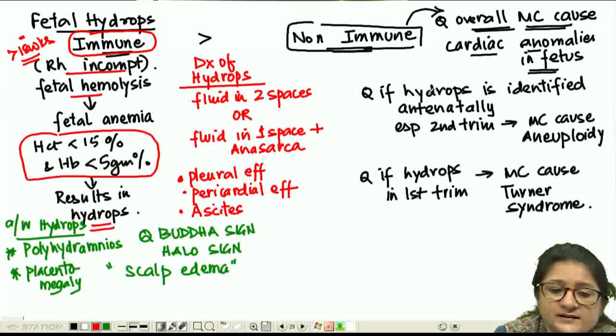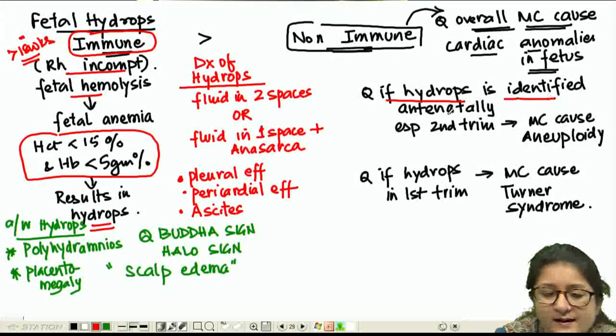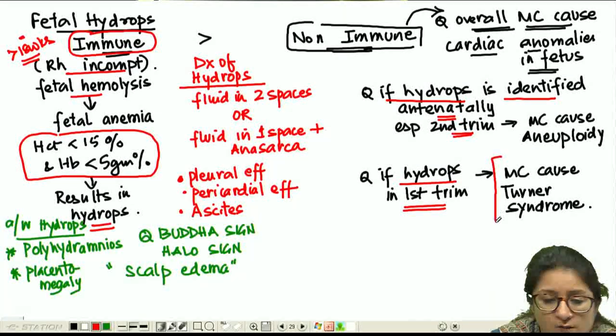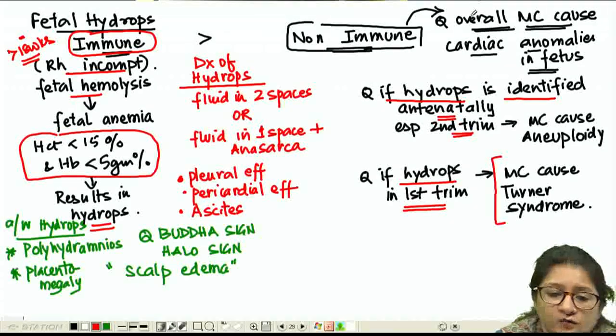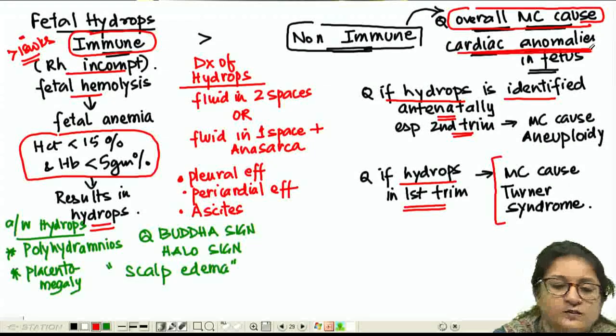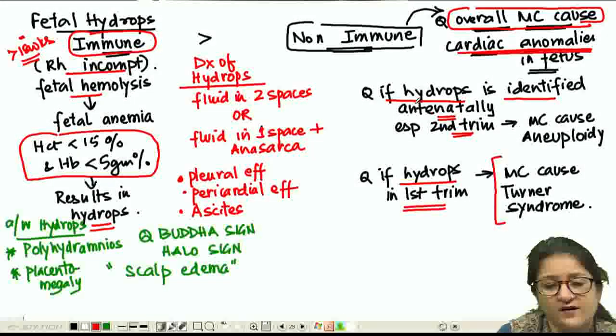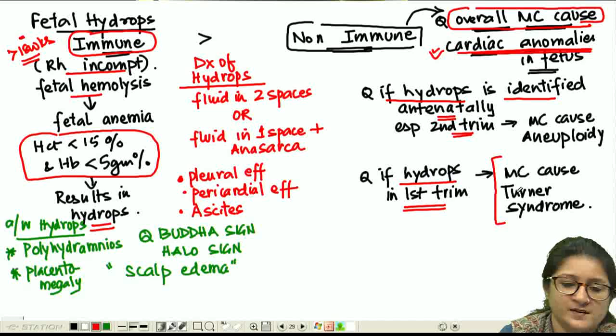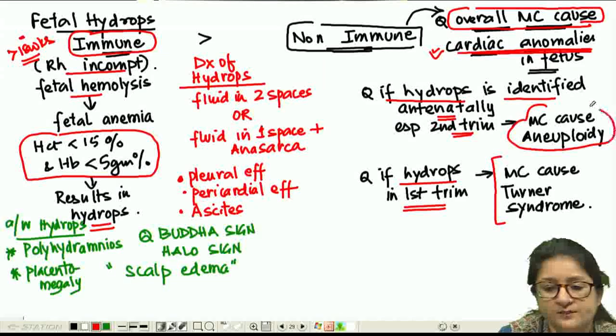So that is why they say if hydrops is antenatally identified, especially in the second trimester, the most common cause is aneuploidy. If hydrops is identified in the first trimester, the most common cause is Turner syndrome. But overall, the most common cause of non-immune hydrops is cardiac anomalies. So if they have not specified anything, then it is cardiac anomalies, but if they specifically ask you antenatally diagnosed or diagnosed in first trimester, these are the most common causes.